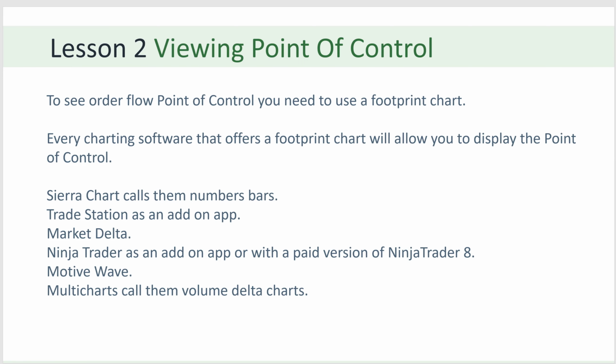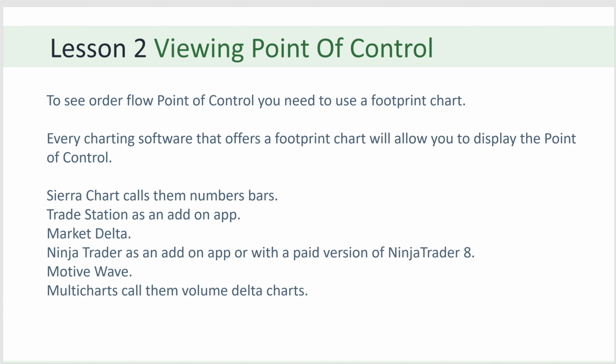Now, to see order flow, you're going to need to use a volume footprint chart. Every charting software that offers a footprint chart should allow you to display the point of control in the bar. Sierra Chart has its numbers bar, which is basically the volume footprint. They just call it the numbers bar.